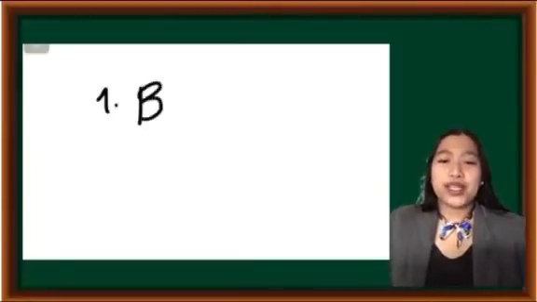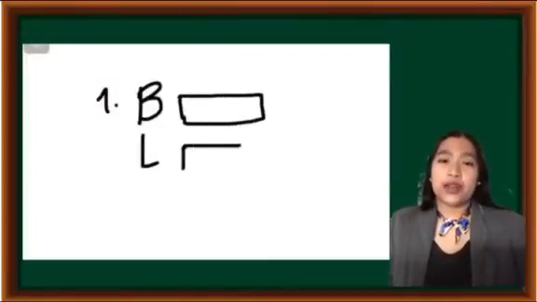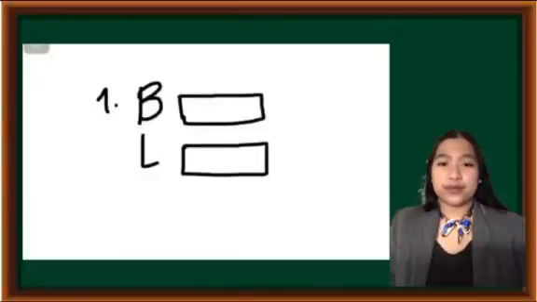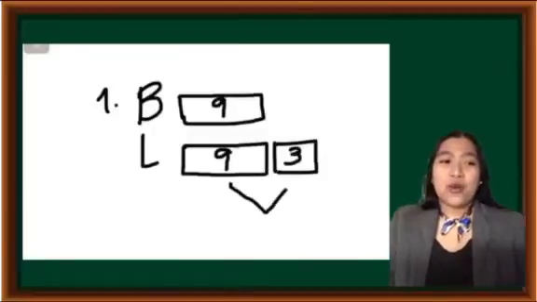So for number 1, let's label first. B for Ben, and L for Lee. And then, we draw a tape diagram. And then, how many songs does Ben play on his banjo? 9 songs, that's right. And how many songs does Lee play? Oh, he played the same. But, it stated that Lee played 3 more songs than Ben.